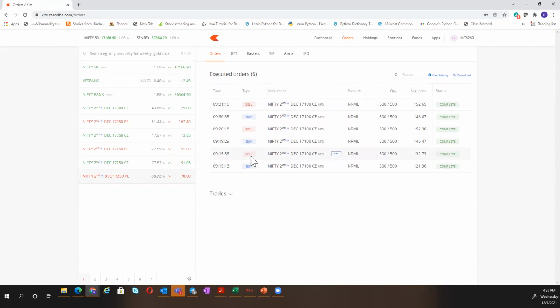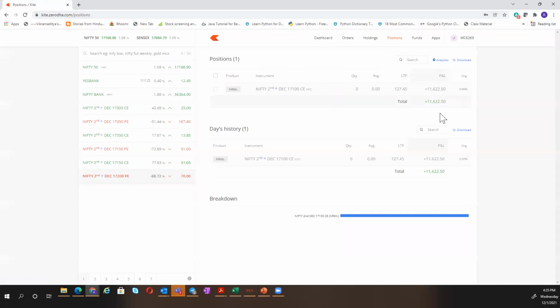First trade, 10 points. Second trade, I went for 5 points. And the other trade for 5 points. Overall, I took around 20 points for 500 quantity, or 10 lot capacity, and closed my trading.